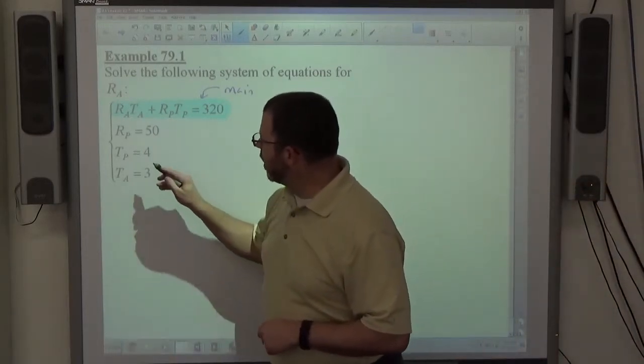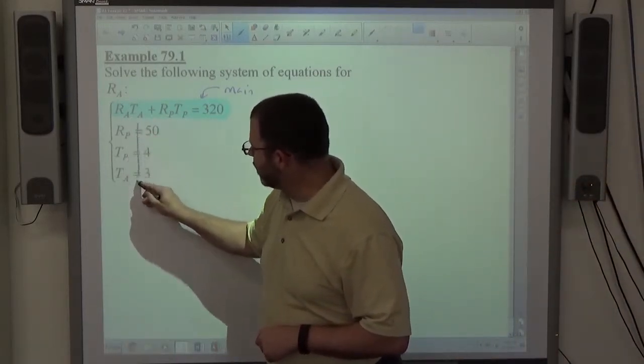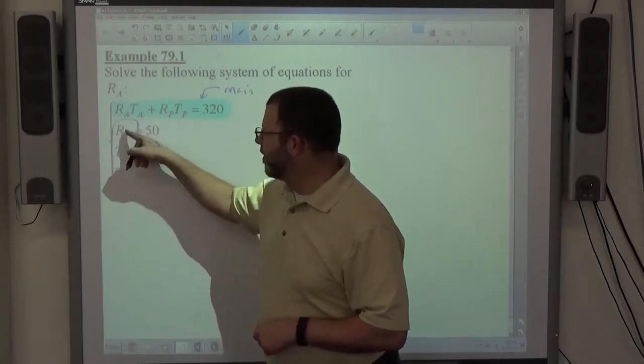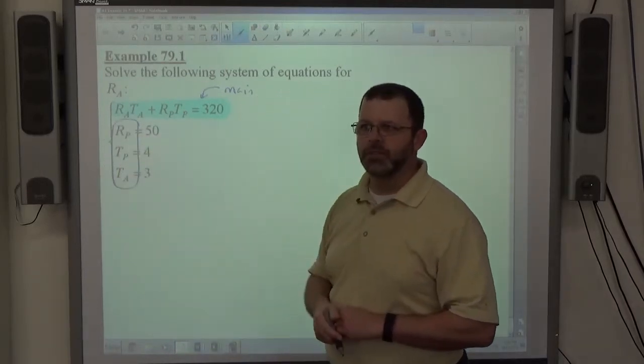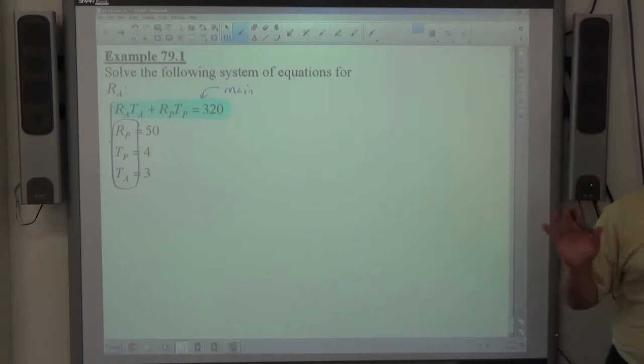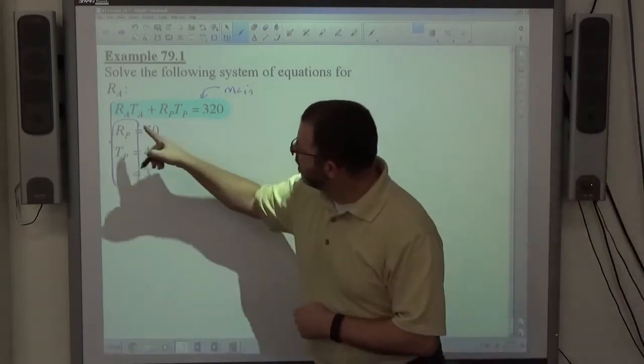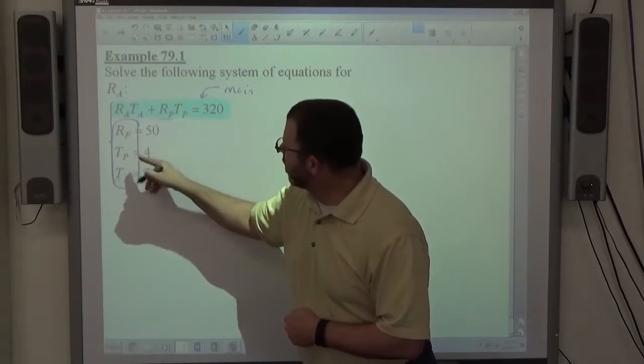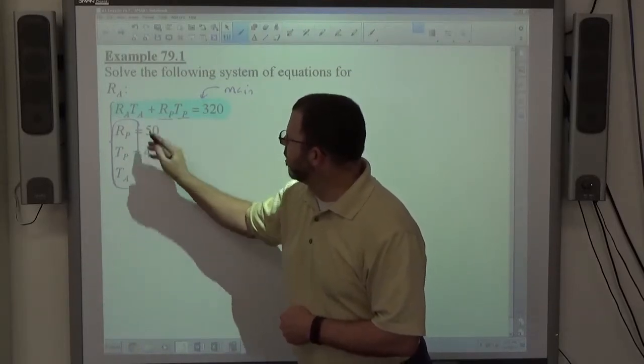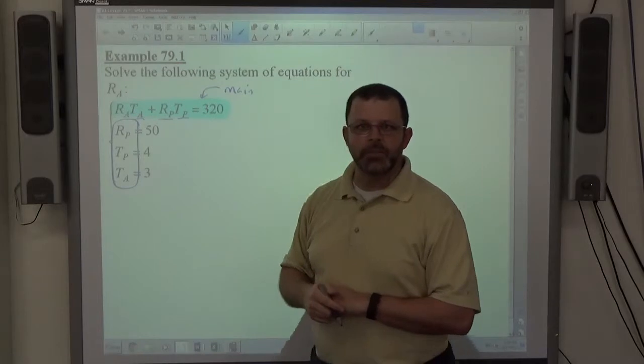And a good substituting equation has this specific characteristic. One of the variables in the problem equals something else. In this case, they all equal numbers, which is the easiest kind. But if it said T sub A is equal to rhinoceros, that's still useful. It doesn't matter what they equal as long as they equal something else. So R sub P is equal to something else, T sub P is equal to something else, T sub A is equal to something else.